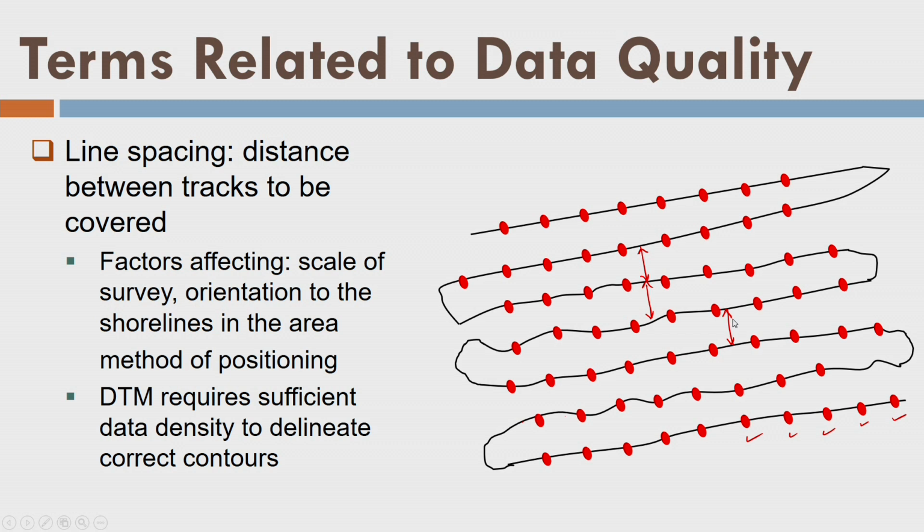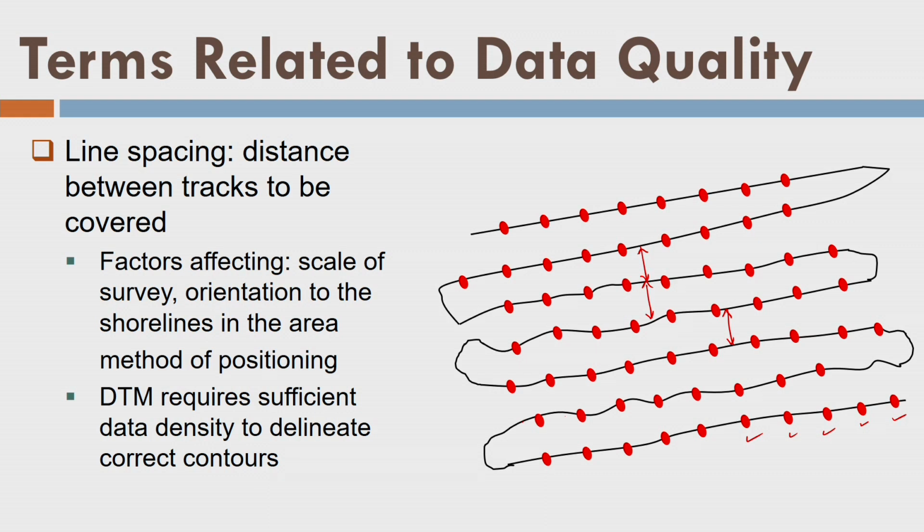So line spacing decides the density of the data points. At the same time, we'll see in coming lectures that line spacing decides the time interval to cover the whole area. That means the duration of my survey. Rather, indirectly it is giving me the cost of my survey. The higher the data density, the higher the cost. The higher the data acquisition time, the higher the cost. Fine. So what are the factors that affect this line spacing?